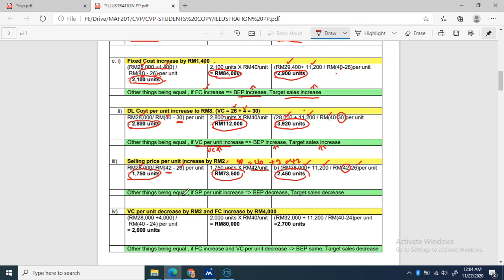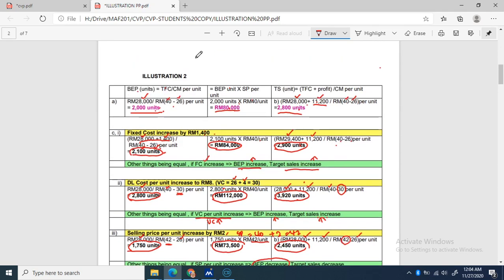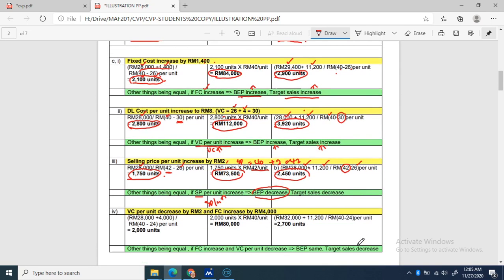Now, if other things are equal, that means the fixed cost remains unchanged and variable cost remains unchanged. If the selling price increases, what will happen to BEP? BEP goes from 2,000 to now 1,750, from 80,000 to 73,500. The target sales go from 2,800 to now 2,450. So that means BEP is decreasing, target sales also decreasing. So if the selling price decreases, BEP will increase, target sales will increase.